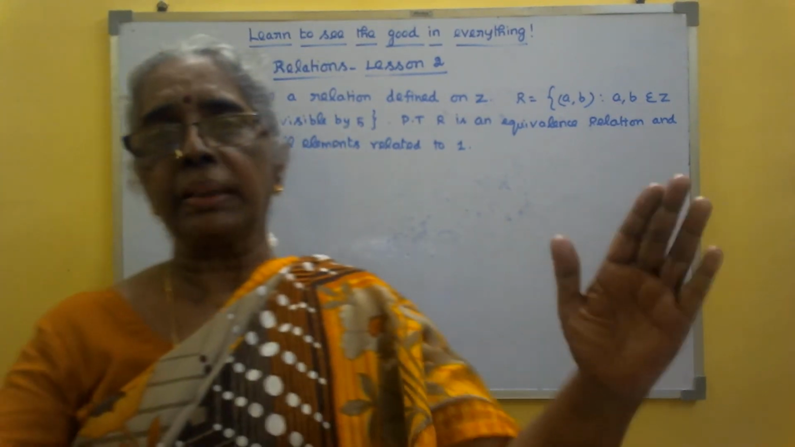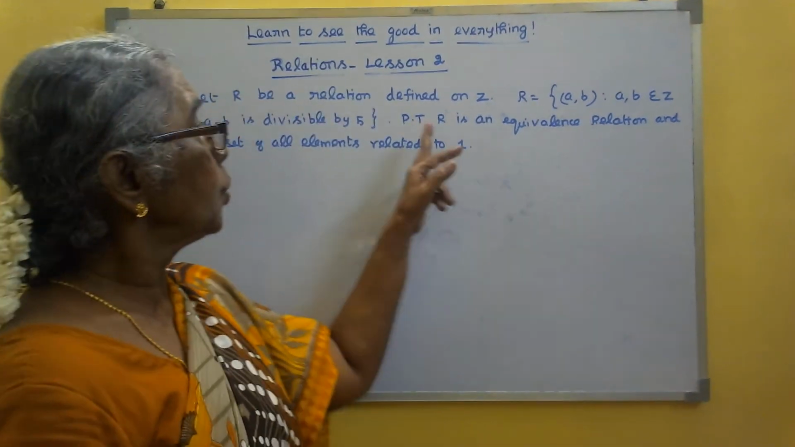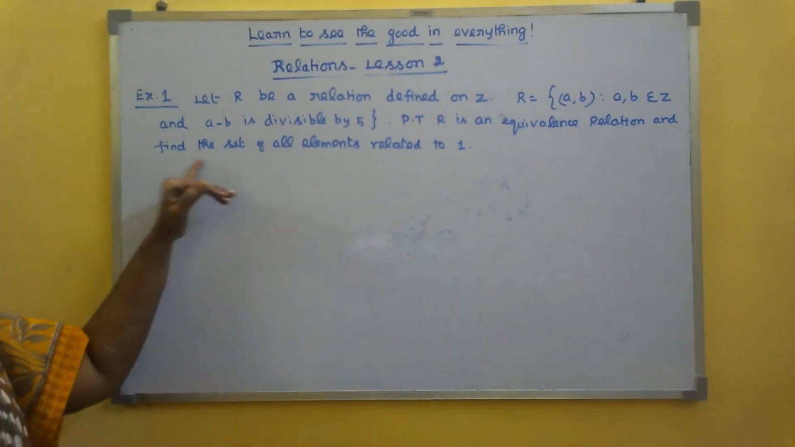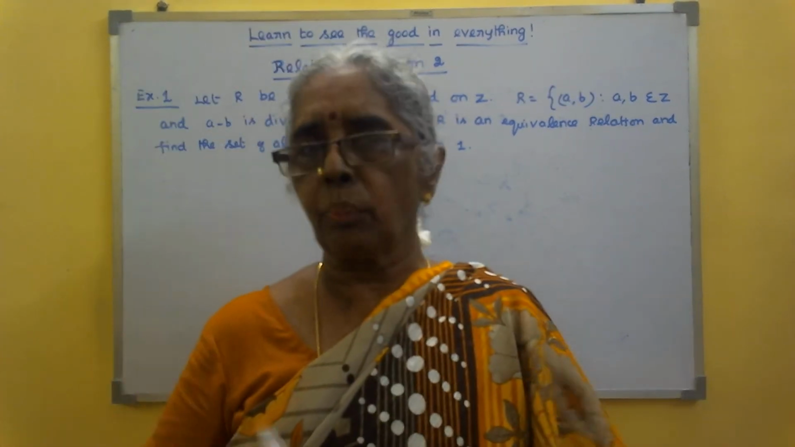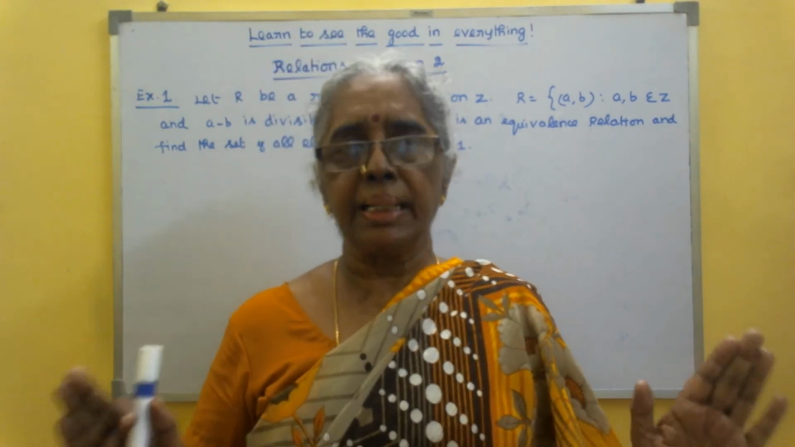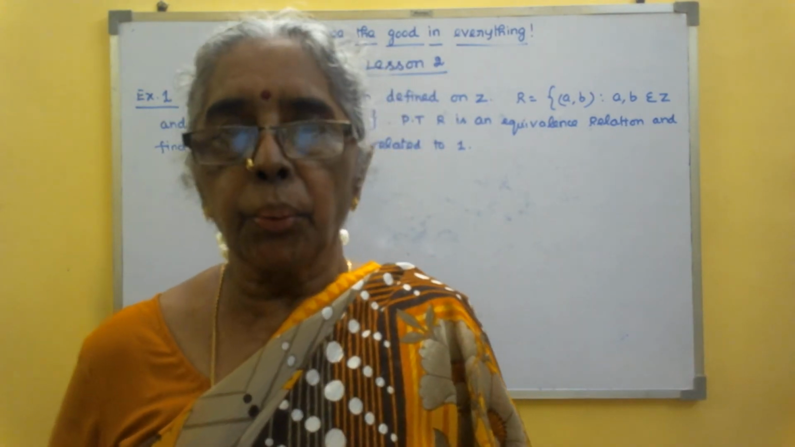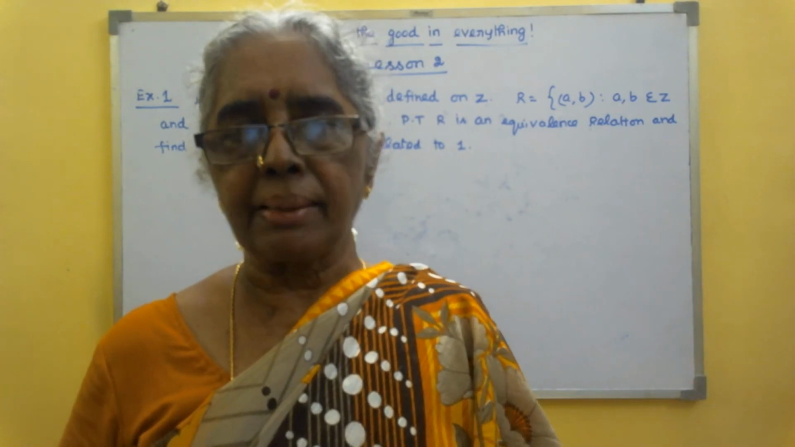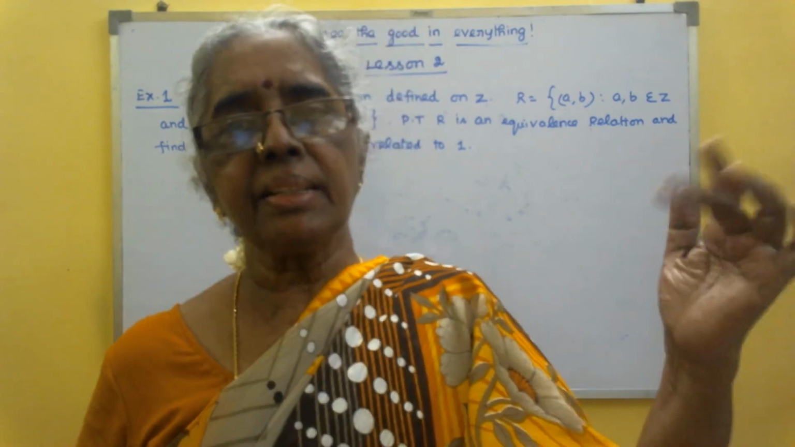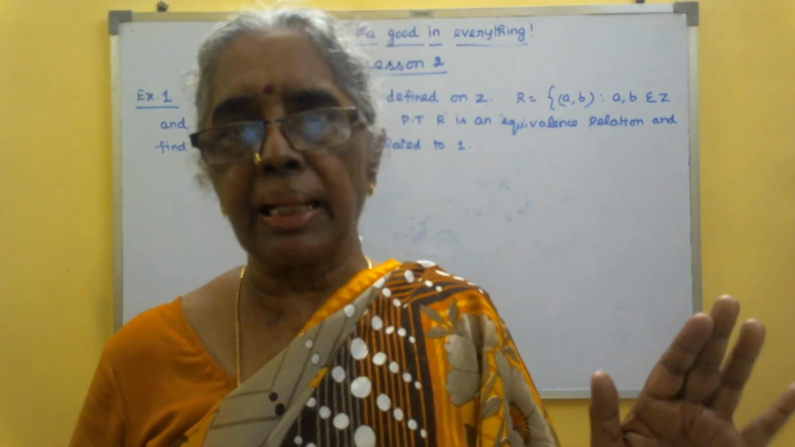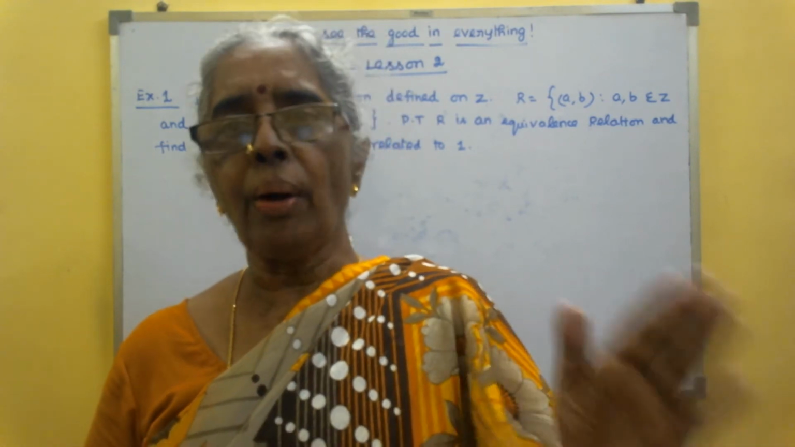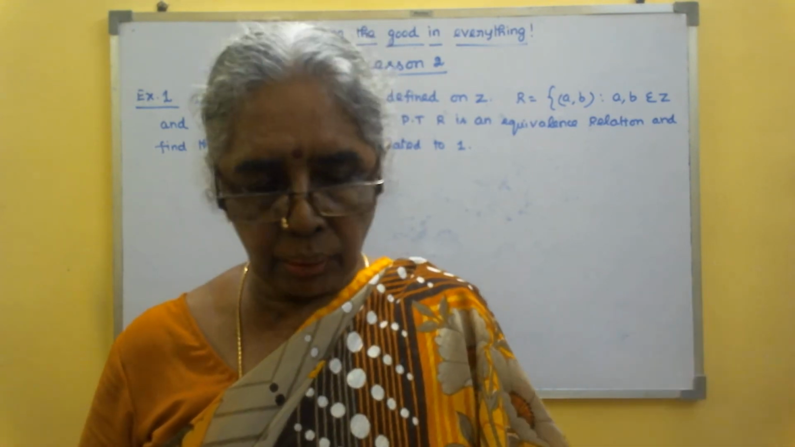Now, there are two parts of the question. The first one is, you want to prove that R is an equivalence relation. And the second part is, find the set of all elements related to 1. Now, let us concentrate on the first part. That is, we want to prove R is an equivalence relation. You know, an equivalence relation means a relation which is reflexive, symmetric, and transitive. You call it an equivalence relation. So now first let us prove R is reflexive, R is symmetric, and R is transitive.